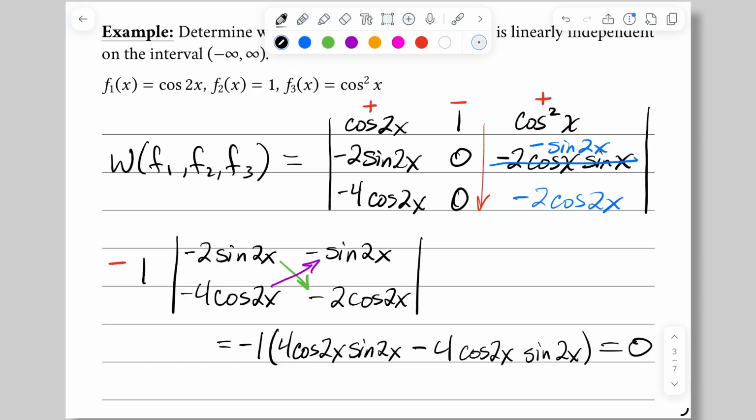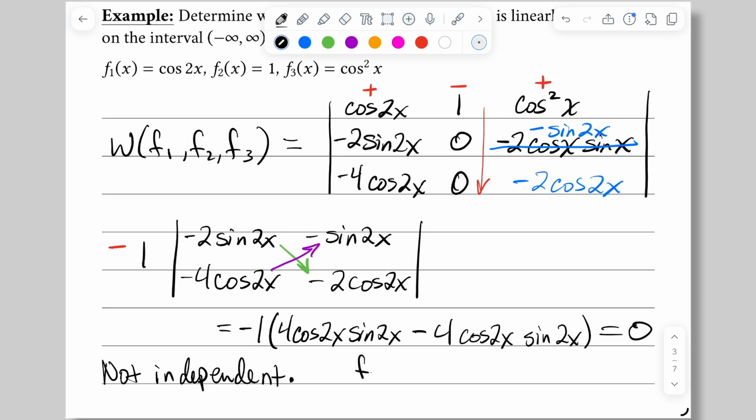And as a matter of fact, if we took f1 plus f2 minus 2 times f3, we would end up with 0 because we've just generated the double angle formula for the cosine function.